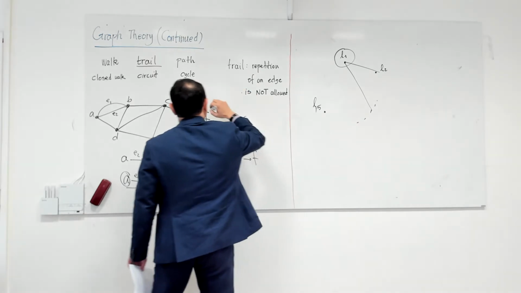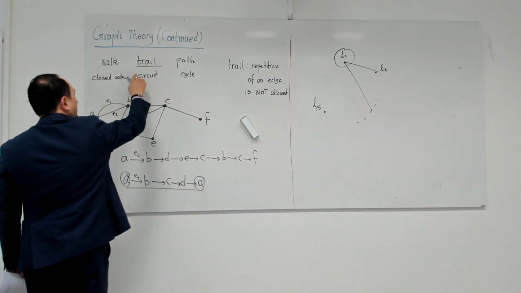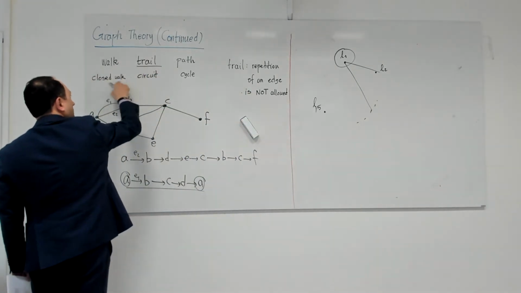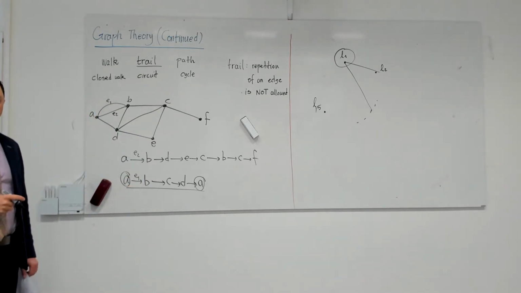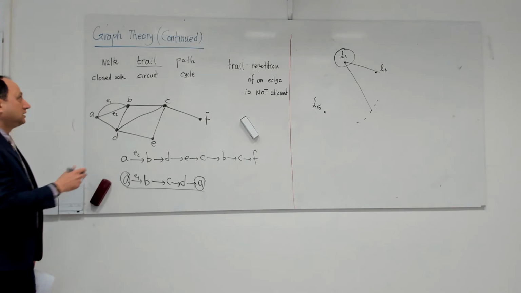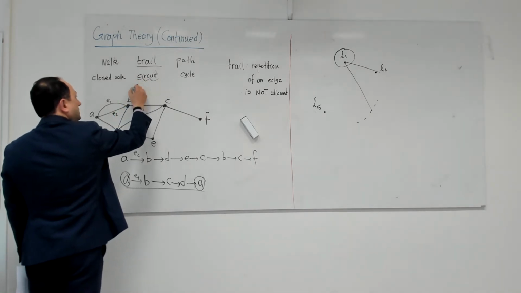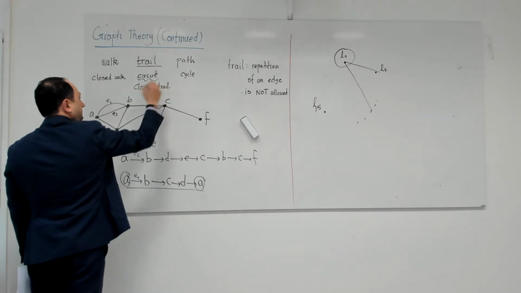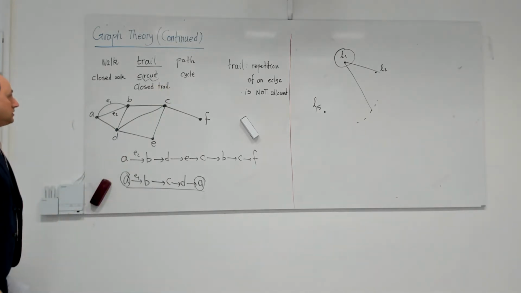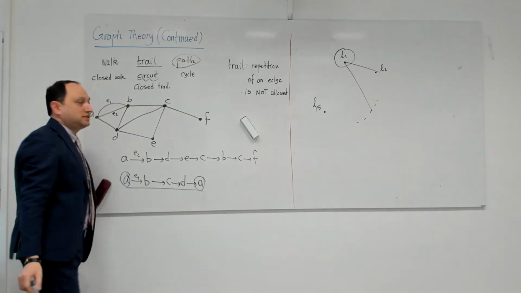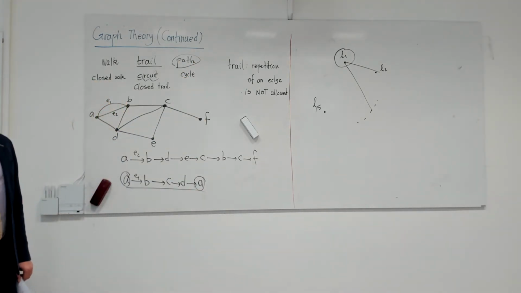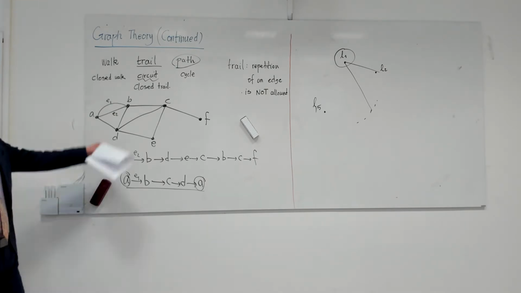Okay? And then, of course, there are many names. If the trail is closed, you call it circuit. Yeah, so circuit is a closed trail. Yes? So circuit means closed trail. And of course you can guess what is path. Yes? What is a path? Yes? You go through all those? No. That's a different story. But what is path?